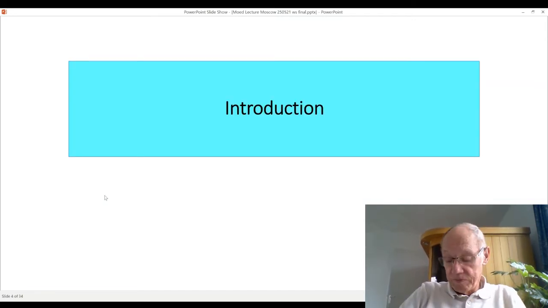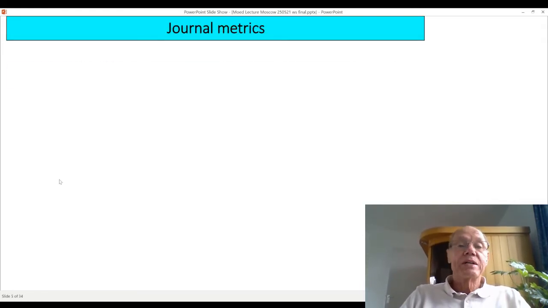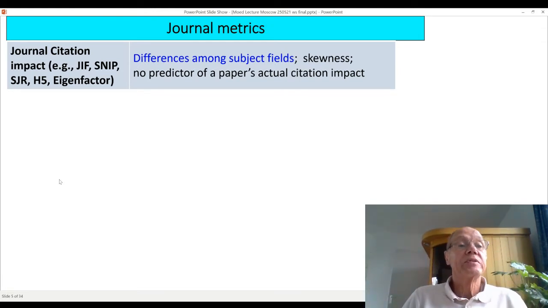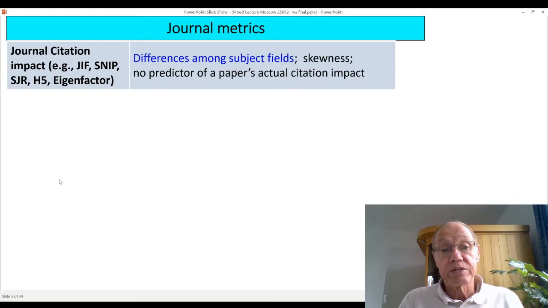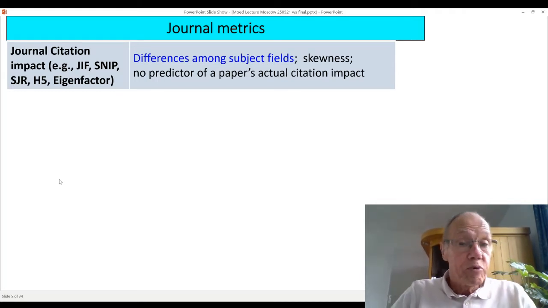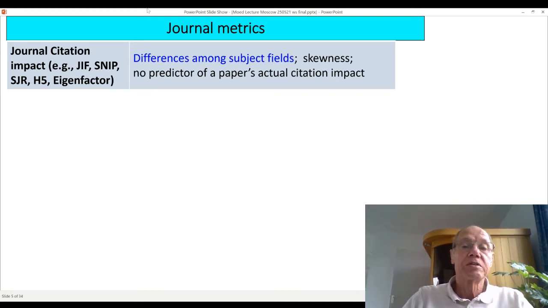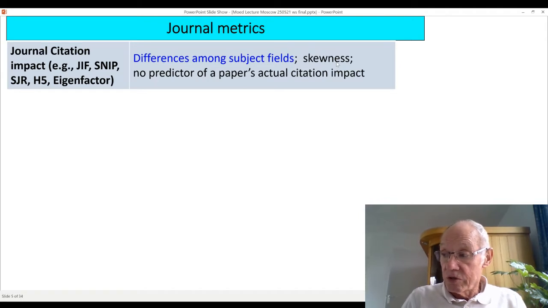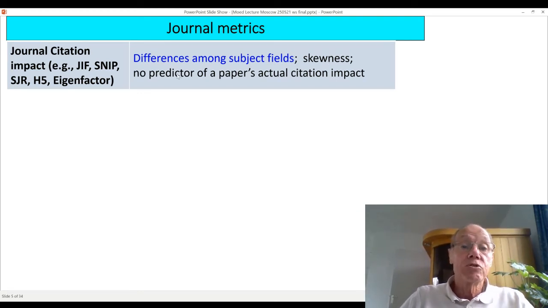Now let me start with the introduction about journal metrics. First of all, we have journal citation impact measures. There are many of them. There is the journal impact factor, there's the SNIP, the SJR, there's the H5, there's the Eigenfactor. There are many more actually. One of the important problems with journal metrics is that there appear to be large differences in citation practices among subject fields. And I will talk about this in the next part of the lecture. Also, it is a matter of concern that the distribution of citations among articles in a journal tends to be very skewed, and also that the paper's actual citation impact is not very well predicted by an average journal impact factor.